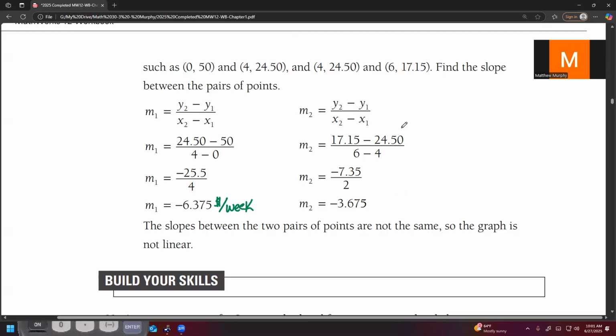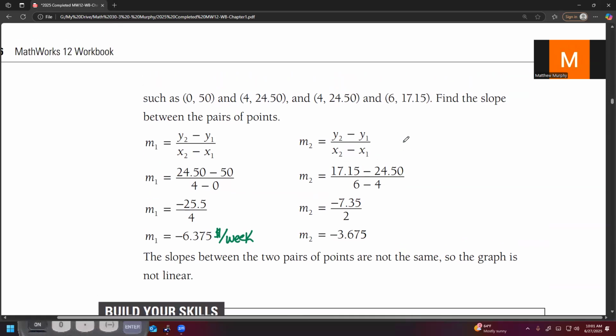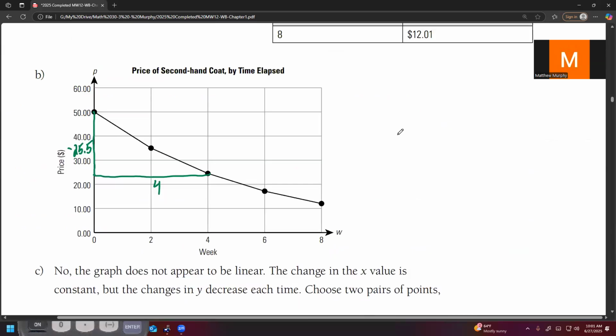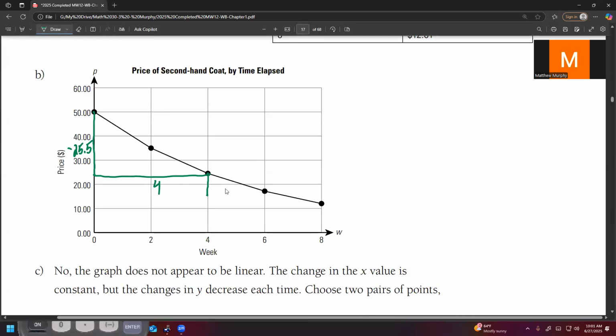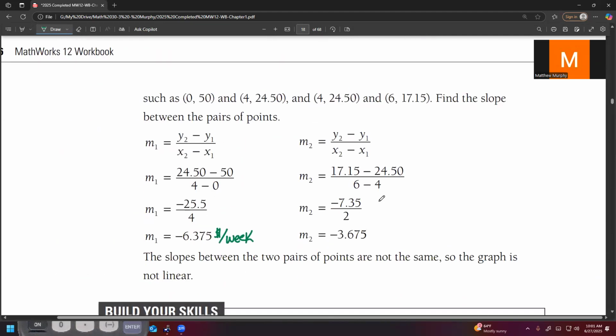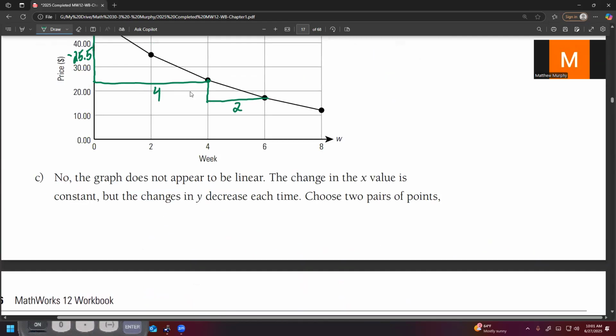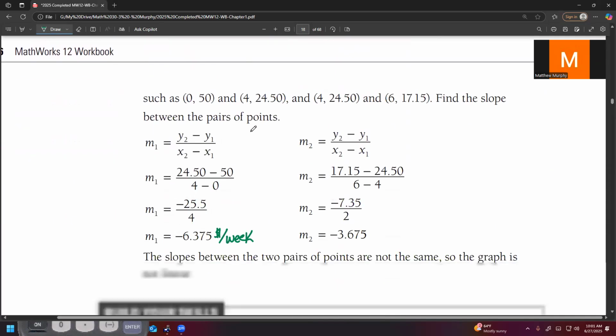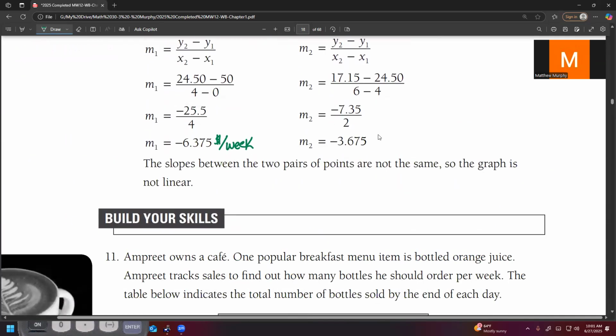Well, if you go to another set of data points between 17.15 and 24.50, so right here, okay, so they chose this. This is 2 over, and it went down. They subtracted and got minus 7.35. Okay, so divide negative 7.35 by this 2, and you get a completely different slope.